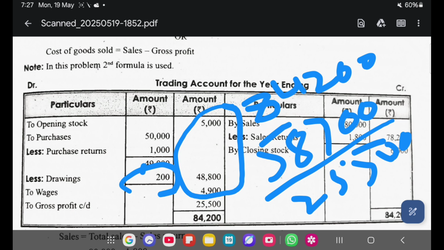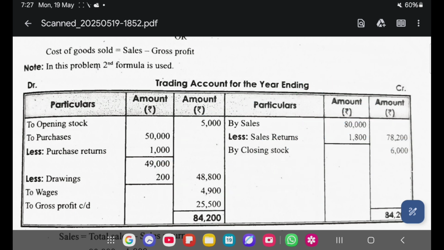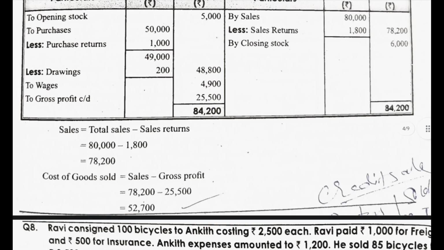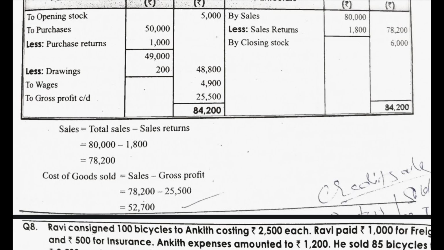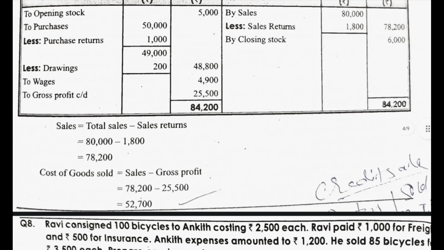Simple way, the trading account, how we prepare it in the final account, same way. Sales and closing stock we have to take on the credit side, opening stock, purchase return, wages, then we will get the gross profit. Now the cost of goods sold formula is sales minus gross profit. So for sales, you are not supposed to take 80,000 directly. Whenever sales return is given, we have to calculate net sales, actual sales minus sales return. It's clear? So sales is 78,200 minus gross profit 25,500, so cost of goods sold will be 52,700.